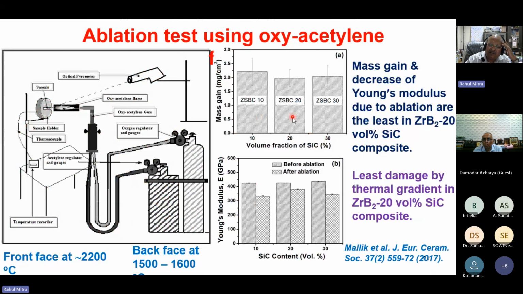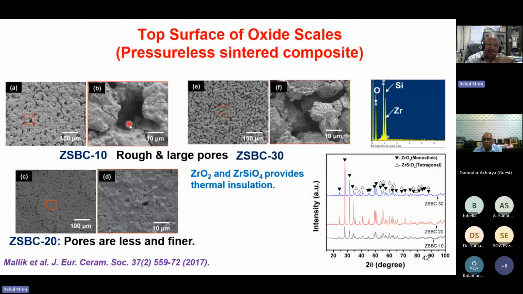And we found that the ZrB2 SiC composite showed the least mass gain and least reduction in Young's modulus after the ablation treatment. Then we looked at the oxide surfaces. We found the surface of the ZrB2 SiC composite to be least porous, and it showed ZrO2 and ZrSiO4 formation. So then we tried to analyze the results, and we found that this lower loss in properties as well as the stable oxide scale indicates that the ZrB2 SiC composite has the best ablation resistance, and it also has the best thermal shock resistance. So that's why this 20 SiC composite was chosen for our further studies.